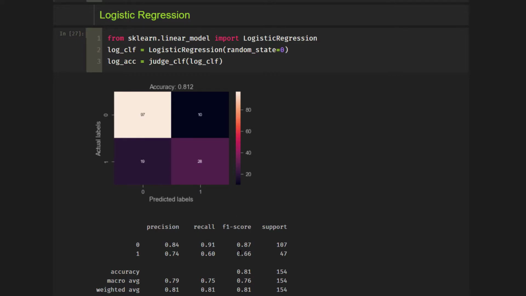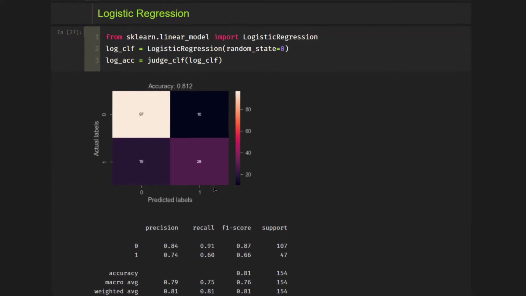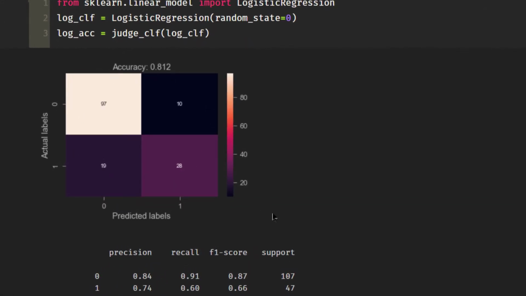Alright, so it has fitted the data and we have made some predictions, and this is the confusion matrix. What is the confusion matrix? The thing you should be concerned about are these diagonals. The more the elements in the diagonals, the better your prediction is.